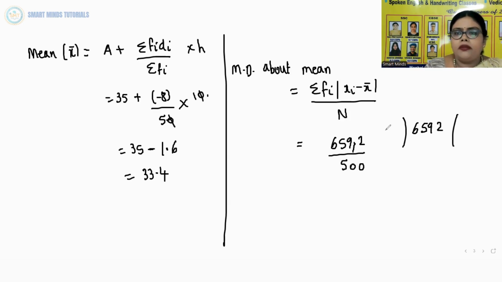6592 divided by 500. 500 ones are 500. Subtract, you will get 159. Take 2 down. You will get 1592. Now 500 threes are 1500.